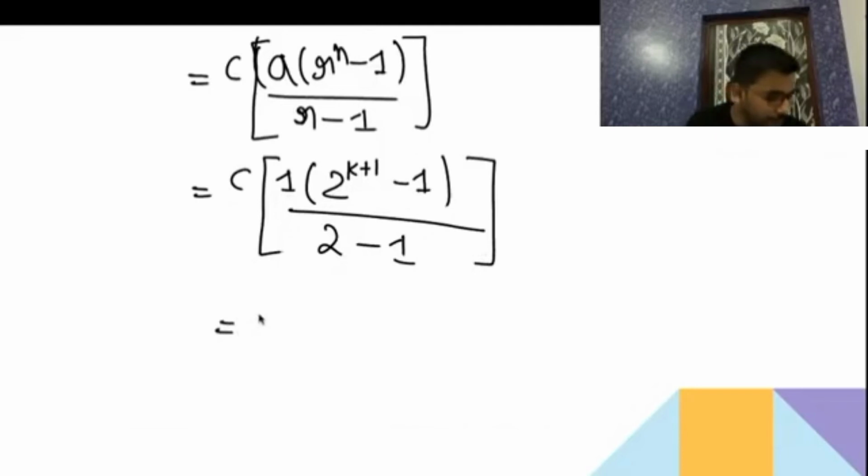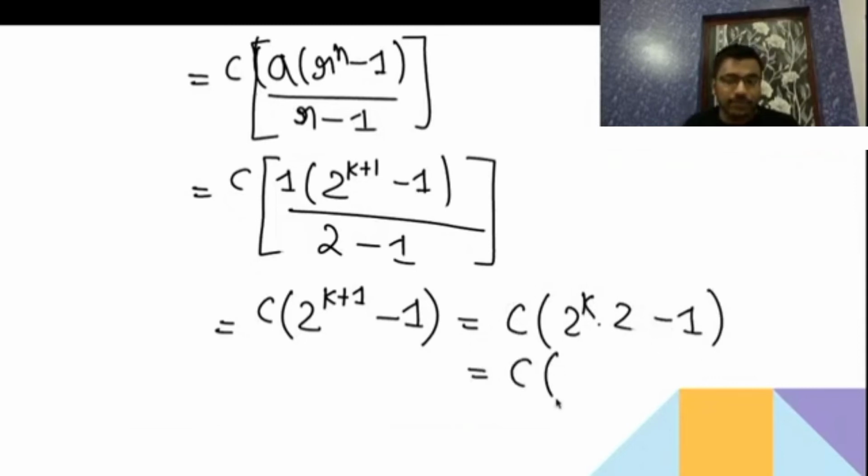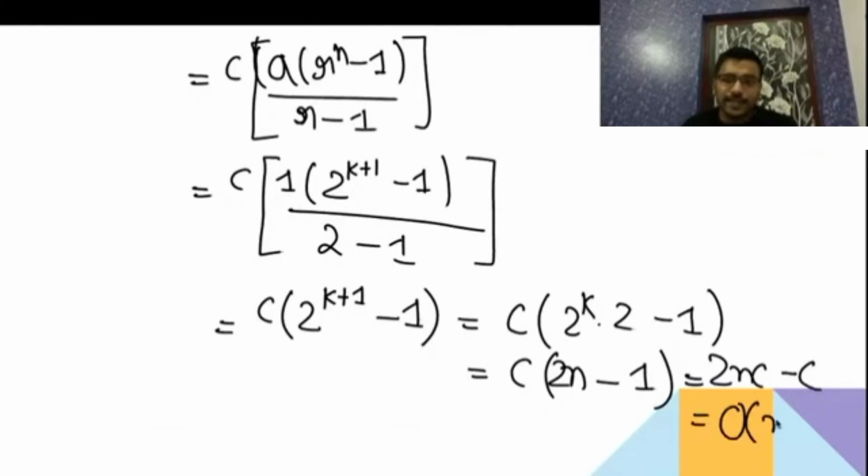Yeah, correct Himanshu, a(r to the n minus 1), correct, very good. So 2 minus 1 is going to be 1 only, so it will be 2 to the power k plus 1 minus 1. So you can write it as c 2 to the power k into 2 minus 1. You have taken 2 to the power k as n, so it's like 2n minus 1. You know this is the only leading term, 2nc minus c. So the constant term is n, so time complexity is going to be big O of n.